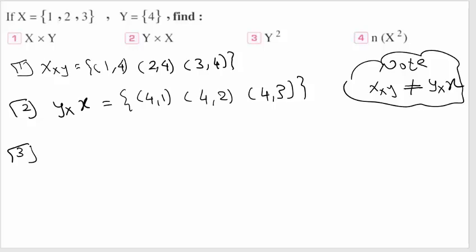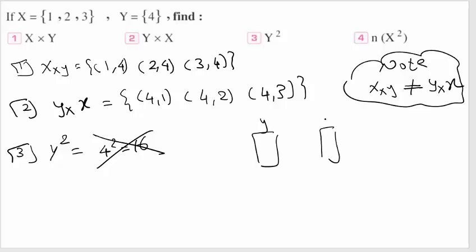The second part is y, or the third part is y squared. Don't try it. 4 squared equals 16. It's wrong. You are finding the ordered pair y squared. So I have a set which is called y, have the element 4 and y has the element 4. So I will join 4 with 4. It will be an ordered pair 4.